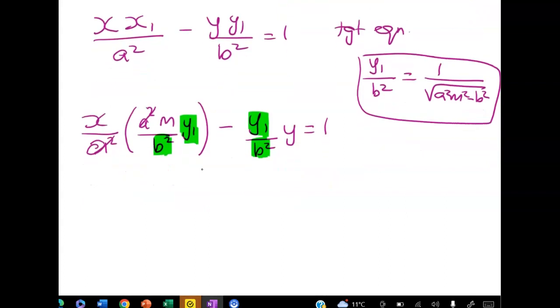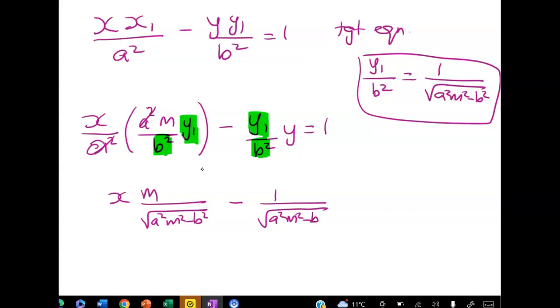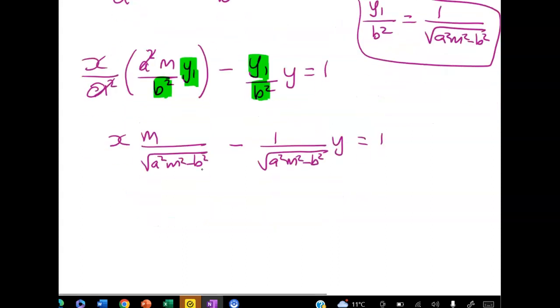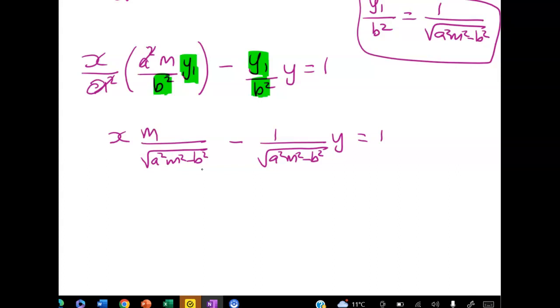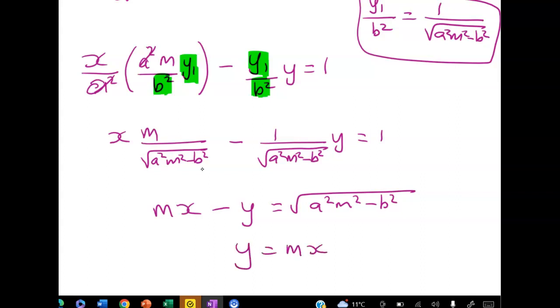So here now I've got x times m over root a squared m squared minus b squared, minus 1 over root a squared m squared minus b squared, y is equal to 1. I'm going to multiply everything through by the denominator, and I get mx minus y is equal to this, and rearranging gives me y is equal to mx minus the square root of a squared m squared minus b squared. So there you go.